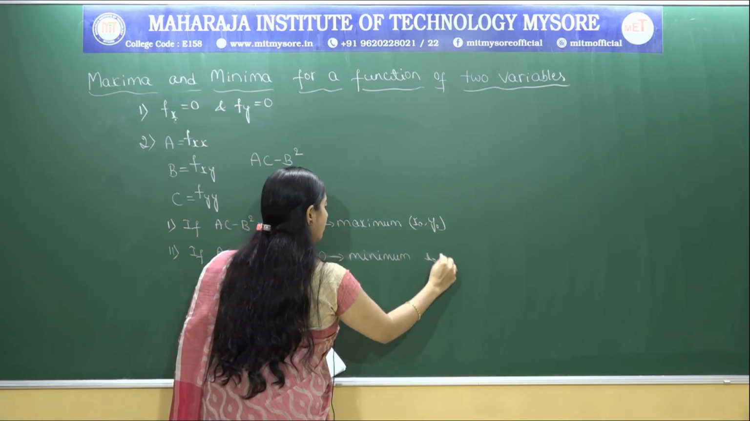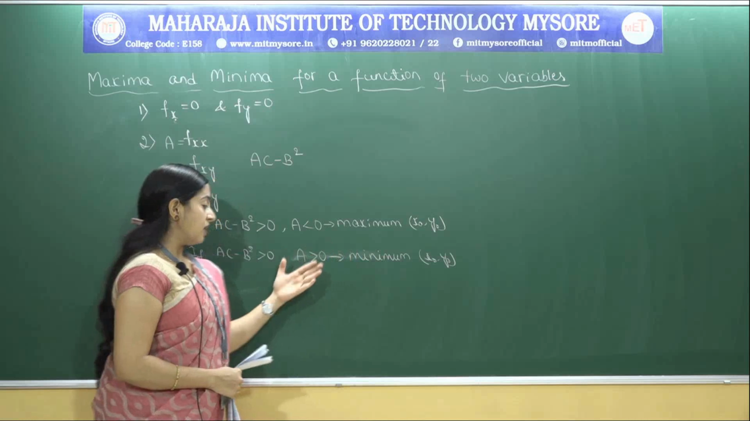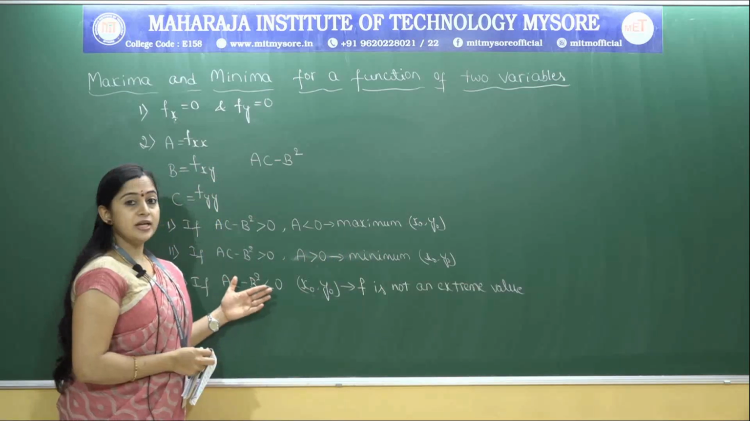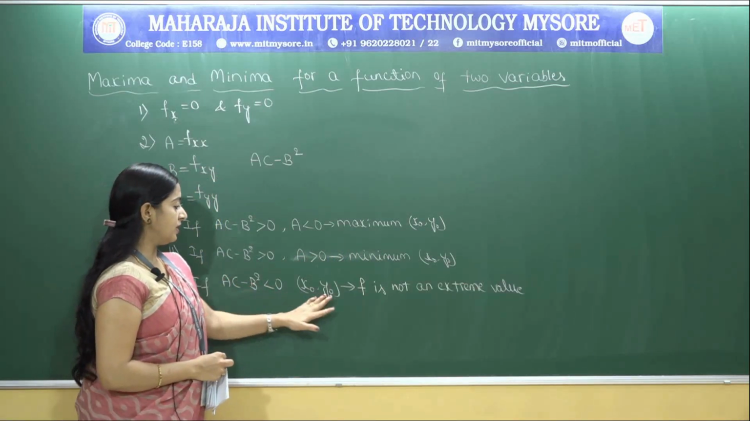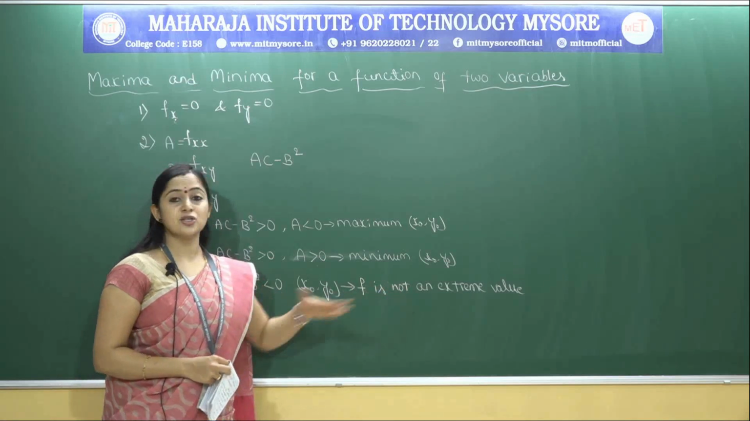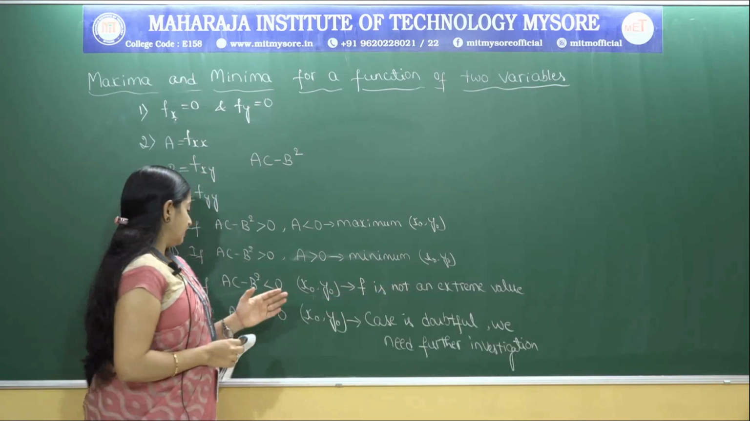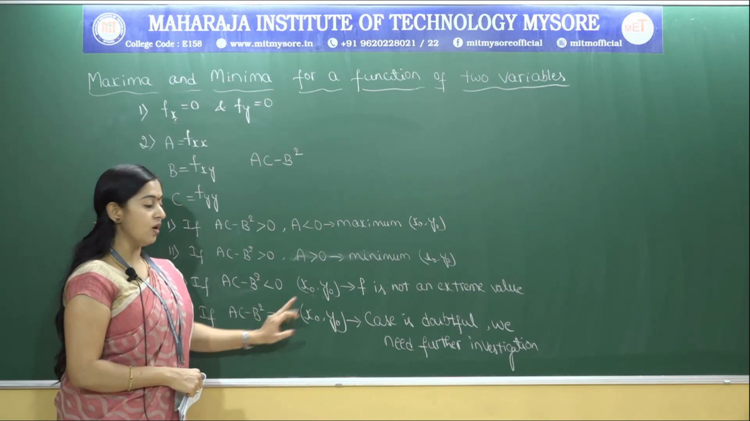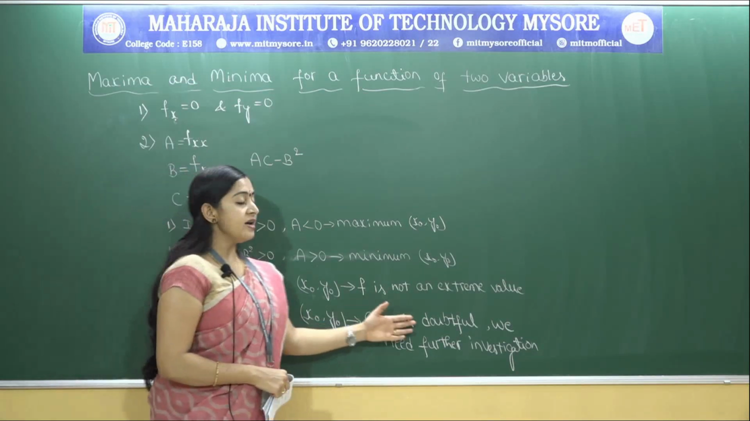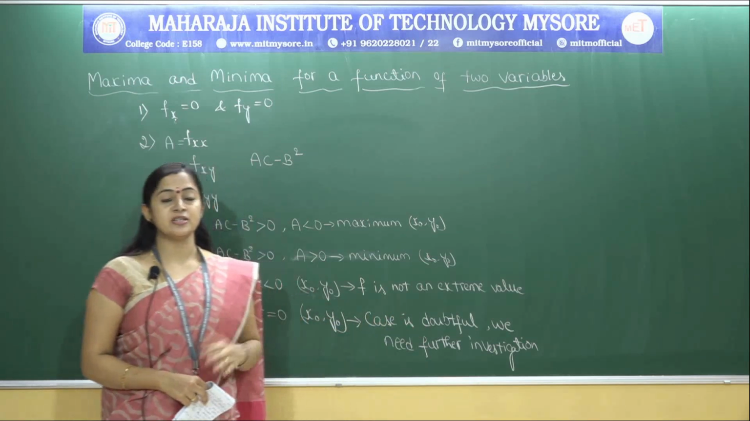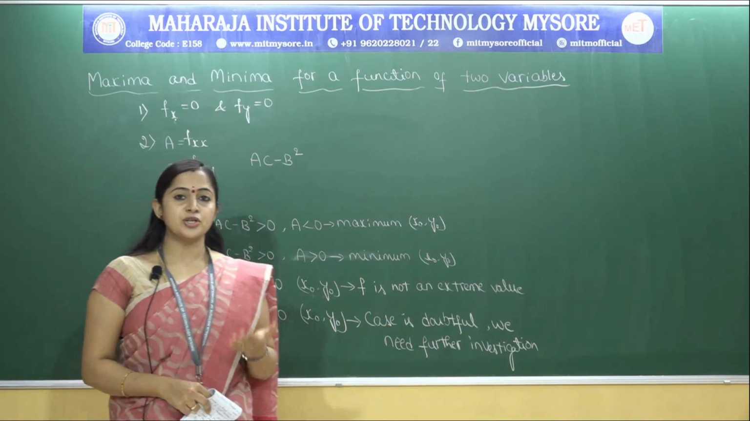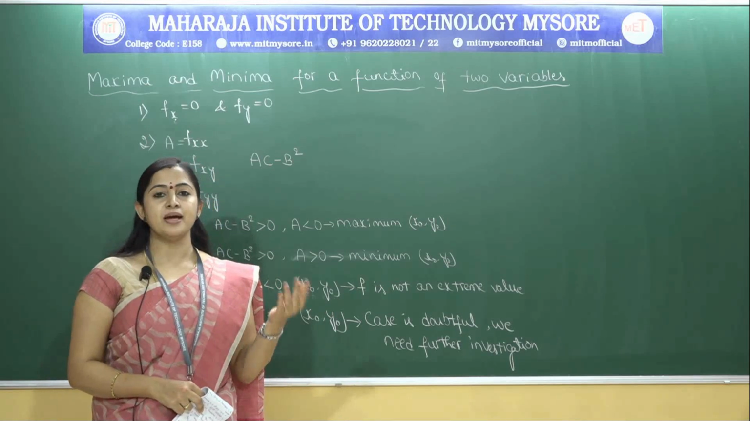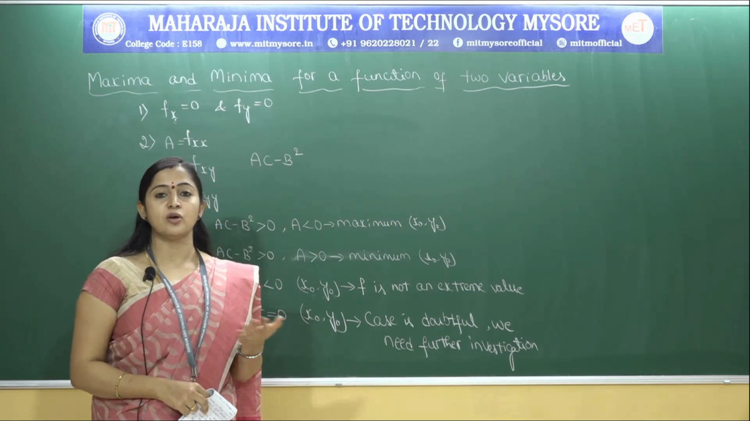at x0 comma y0. Then the third possibility, suppose the ac minus b square is less than 0 at x0 comma y0, then f is not an extreme value. Then the fourth possibility, if ac minus b square is equal to 0 at x0 comma y0, then the case is doubtful, we need further investigation. So these are the procedure to find the given function is the maxima and minima at x0 comma y0.